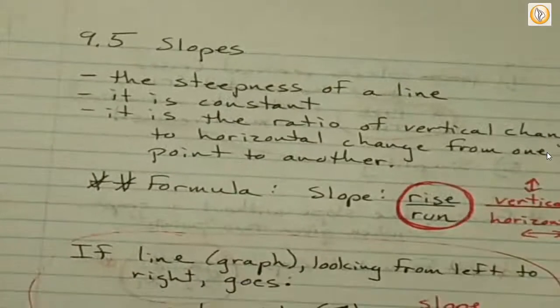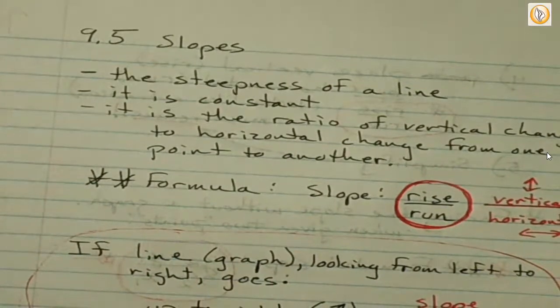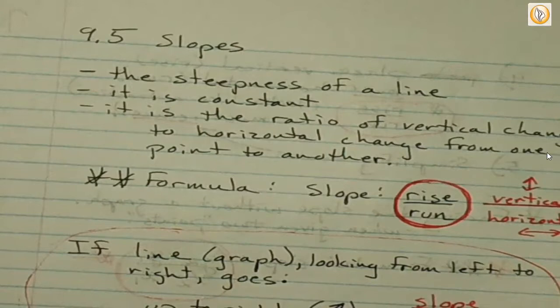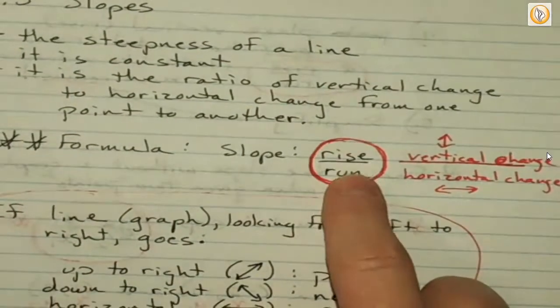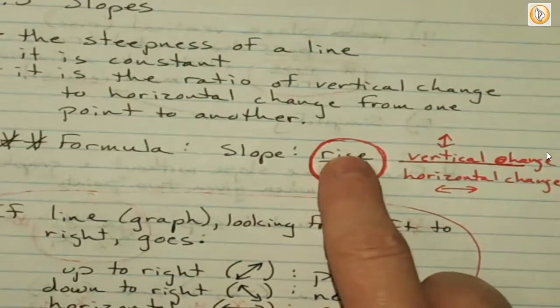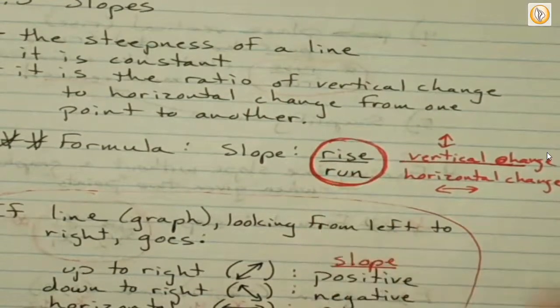Let's go over what we did yesterday. So we talked about slopes yesterday, and we talked about what they were. Okay, exactly. The slope was the tilt of the line. Rise over run. Okay, the up and down is the top, and the side to side is the bottom.